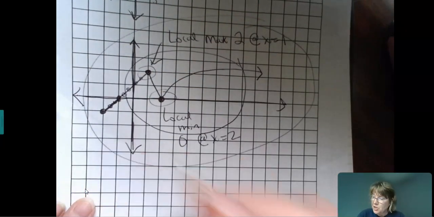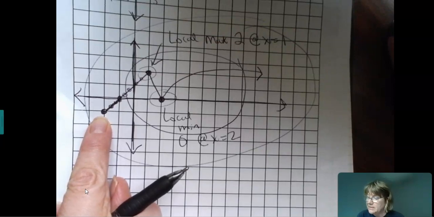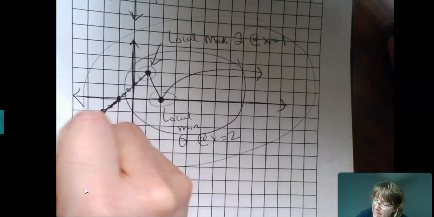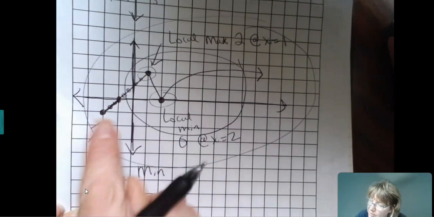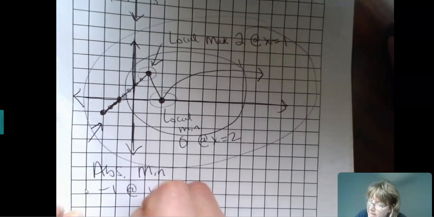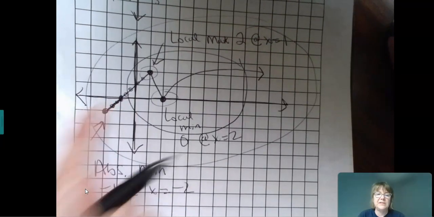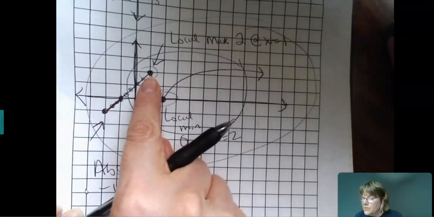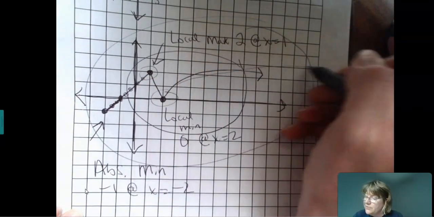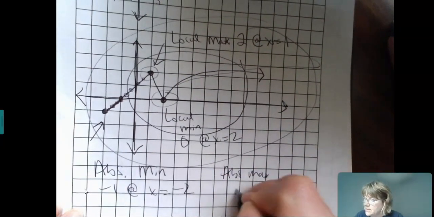So let's see. If this is not an absolute min, it still can't be a local. So locals can never be at the ends. So this guy is lower than that. So this is an absolute min of what? -1 at x equals -2. So there's an absolute minimum value of -1 when x is -2. Now absolute max, well, we have this guy, but see, this is going off to infinity, right? And getting higher, higher, higher. So absolute max, there is none.